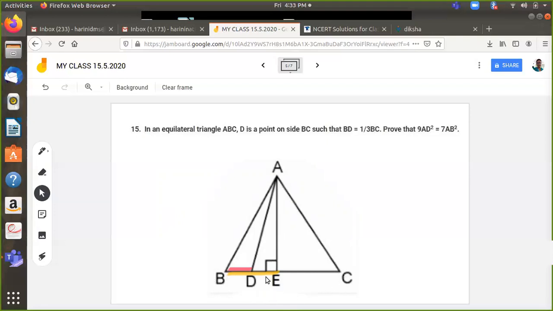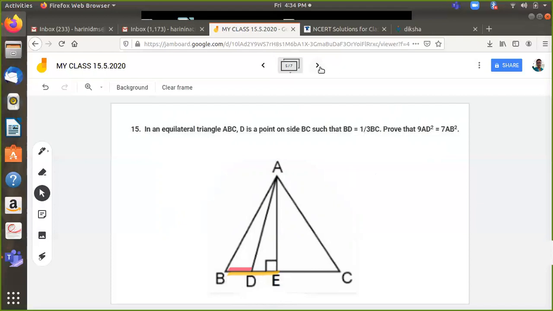Now, if BE is half of BC, then how will I get DE? When I want DE, what should I do? From BE, if I remove BD, I will get DE. That's why I've shown it in 2 different colors. All this I'm telling you because I'm going to use it in the triangle that I'm going to take. So I have written BE as half of BC. I wrote BD as 1/3 BC because it is given to me. And I can write DE as BE minus BD.